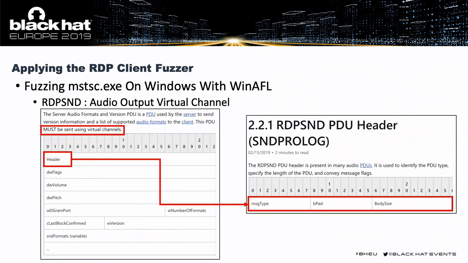This slide explains the server audio formats and version PDU. You can see that it contains headers, flags, and so on. The header consists of message type, padding, and body size. Message type is a very important value. So if the fuzzer mutates it, changing this value will not make the fuzzing effective.